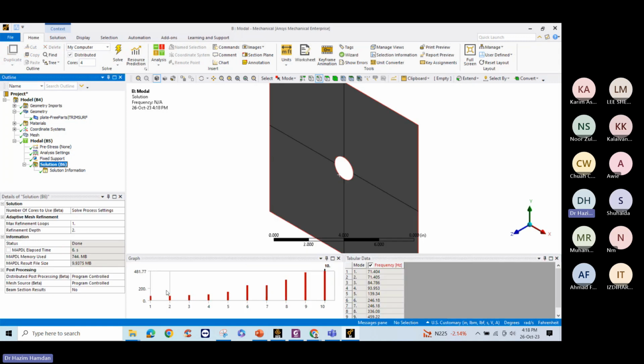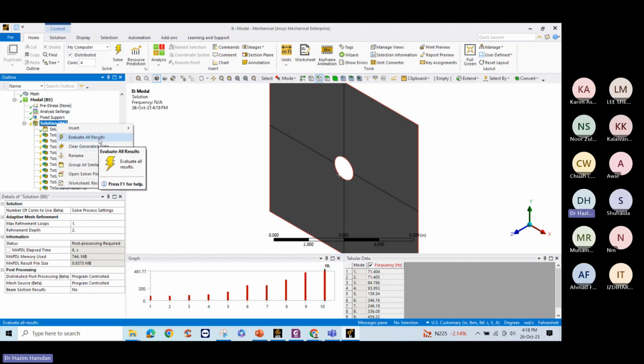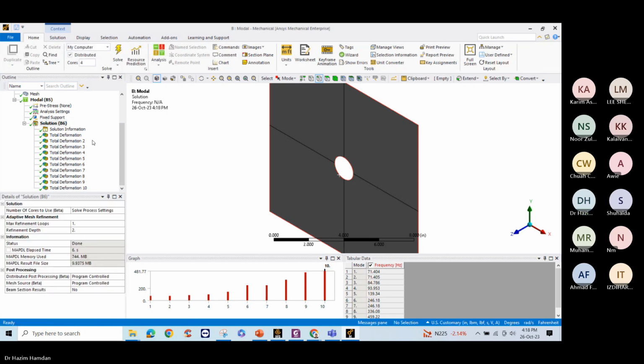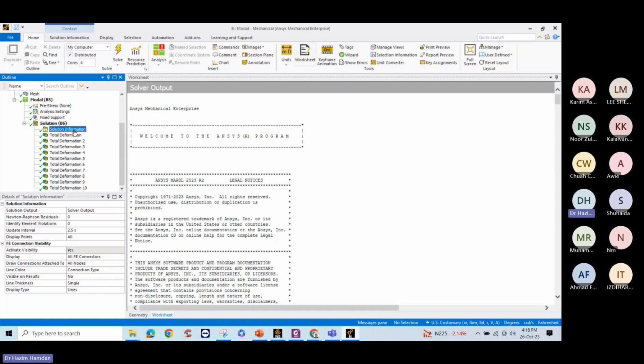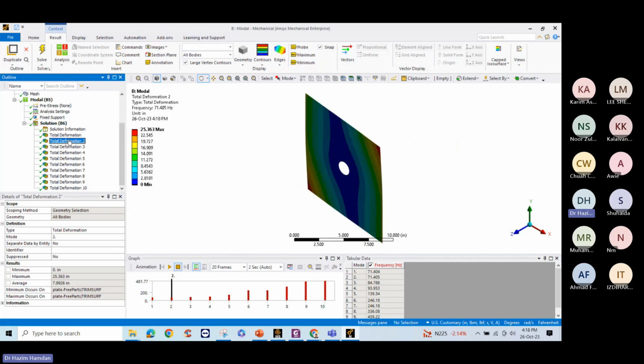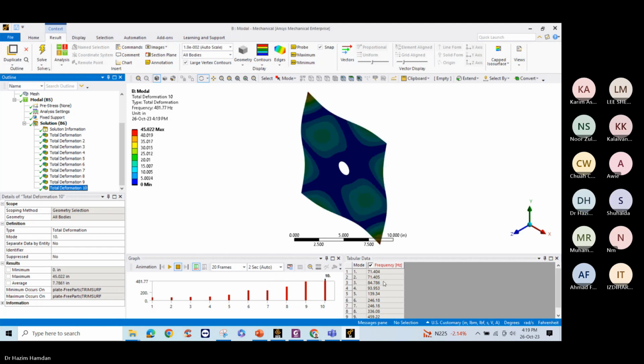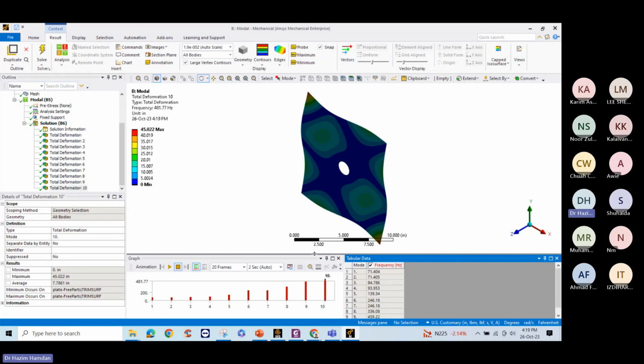You can see here, in the graph, you have 10 results of frequency. You can click this tabular data and then right click, click create mode shape result, and then you will obtain this result. So go to solution and click evaluate all results. Okay, so now you can see the result for all mode shapes, from 1 to 10. Then you can check the values here in the tabular data.